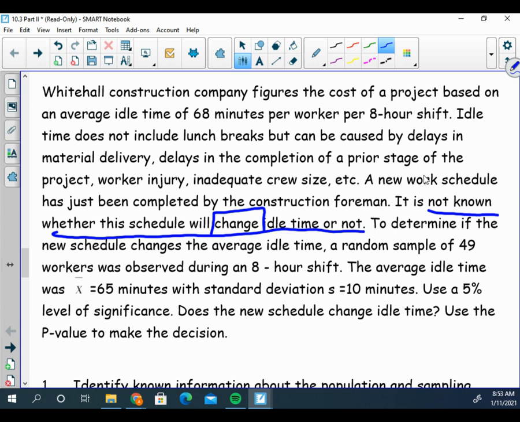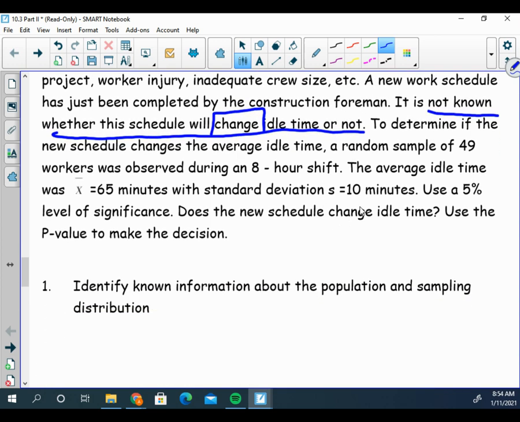Basically, in a big problem like this, what are we imagining? They want their workers to idle around less. So they come up with a new schedule. They want to see if that new schedule changes the idle time. Again, change, there's no indication, despite this value here of 65, of whether we want to go up or down. We just want to see how the new schedule affects the time the workers are hanging around.